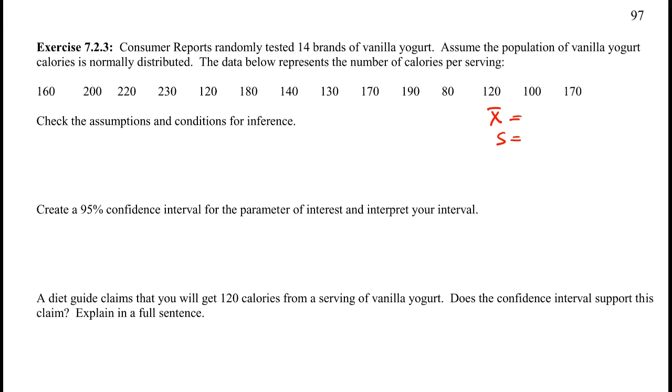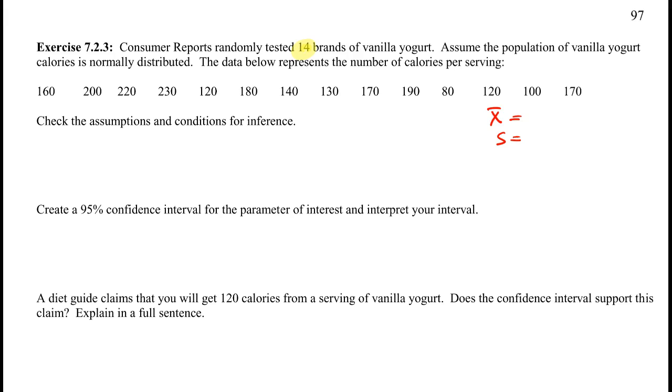So if we read, Consumer Reports randomly tested 14 brands of vanilla yogurt. Assume the population of vanilla yogurt calories is normally distributed. Since remember, as we saw in the last question, we have a small sample size that we can't have normality unless our original distribution was normally distributed, which they have told us. The data below represents the number of calories per serving. So we've given this whole giant list of data.